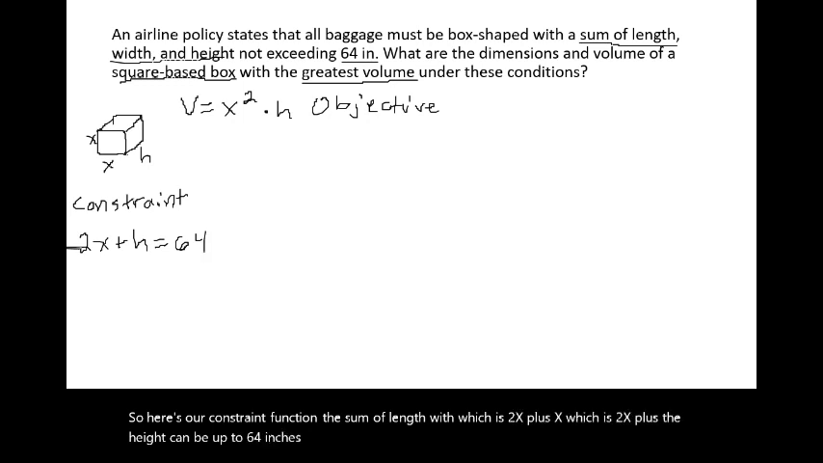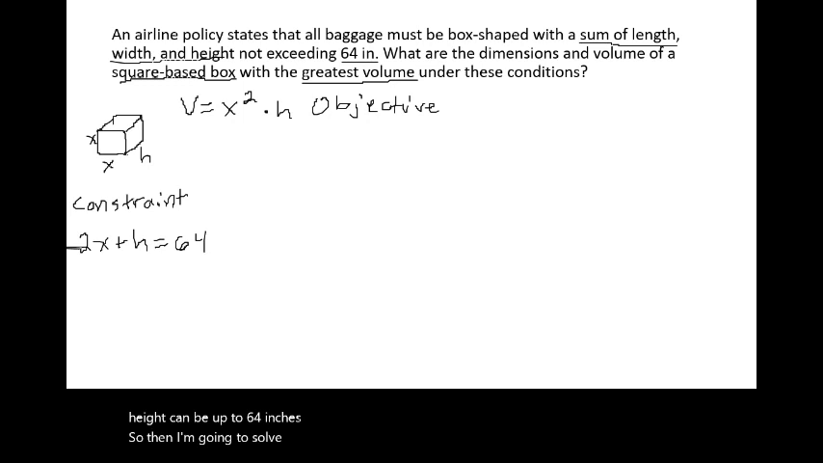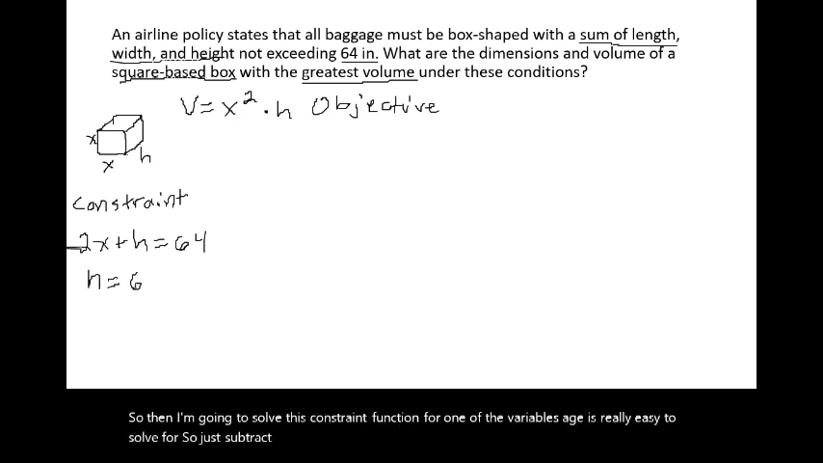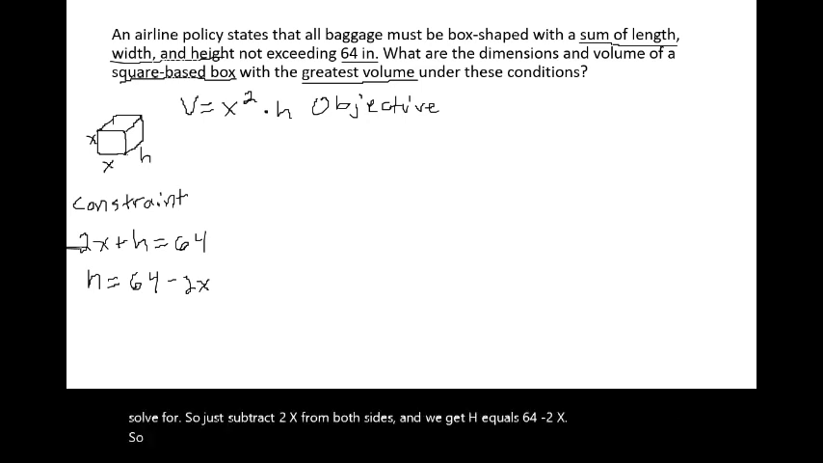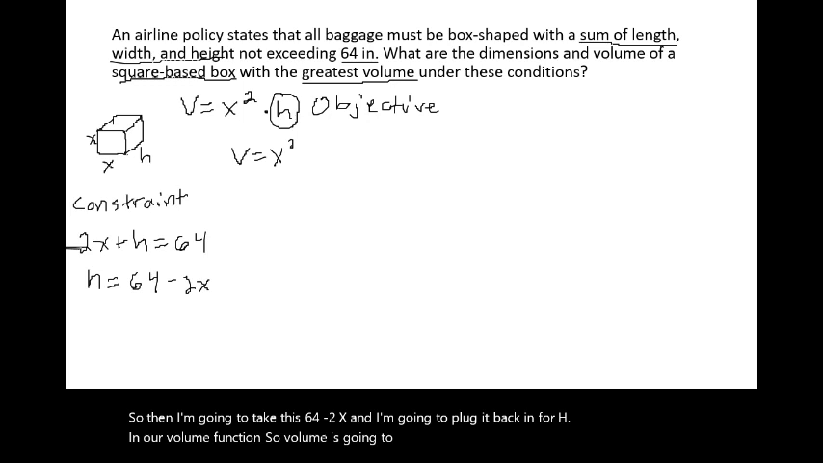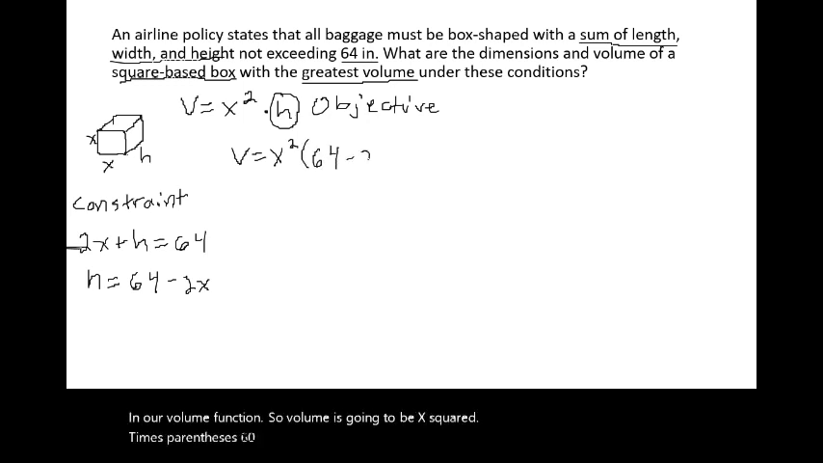So then I'm going to solve this constraint function for one of the variables. h is really easy to solve for, so just subtract 2x from both sides and we get h equals 64 minus 2x. So then I'm going to take this 64 minus 2x and plug it back in for h in our volume function. So volume is going to be x squared times parentheses 64 minus 2x.